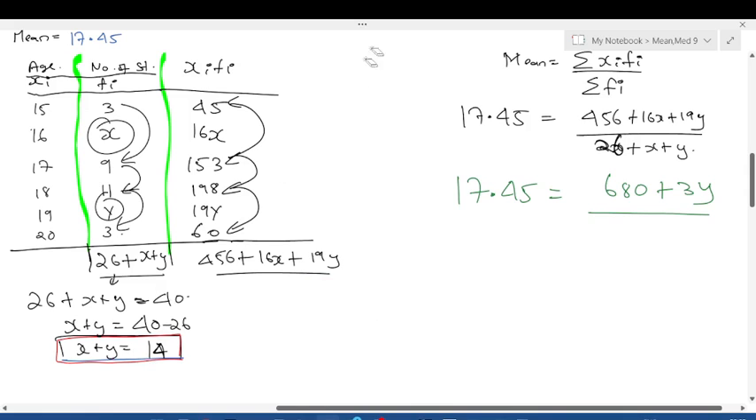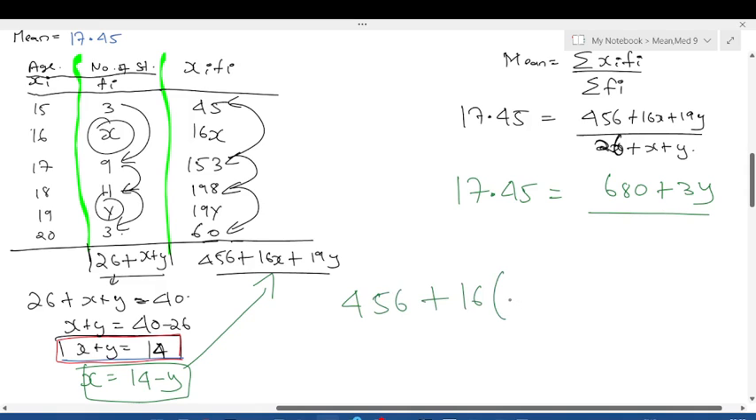First, what's the value for x plus y we got? x plus y is equal to 14, right? So we'll do one thing. I'll take the x value. If I want to find the x value, what happens to y? y goes to the other side and becomes minus y. Shall we just substitute this x value here? 456 plus 16 into what is the x value? 14 minus y. 456 plus 16 into 14 minus y.